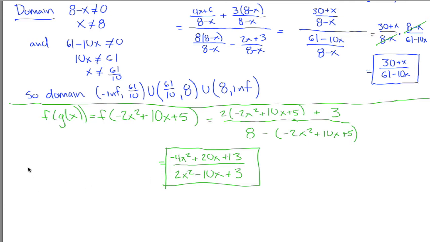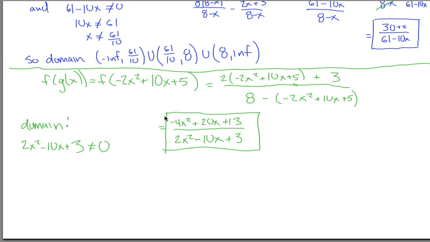For the domain, I need to look at 2 things. I need to look at the inside function g of x, but that's just a polynomial. It's this guy here. It's defined everywhere. There's no numbers I have to worry about. So I just have to make sure that 2x squared minus 10x plus 3 is not equal to 0. So let's figure out when it does equal.